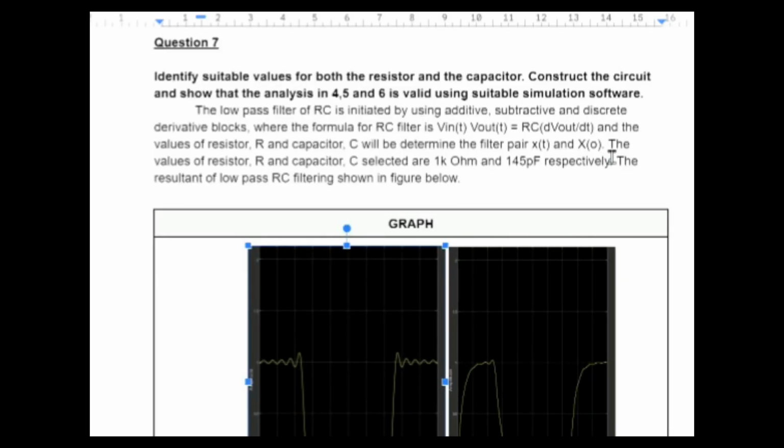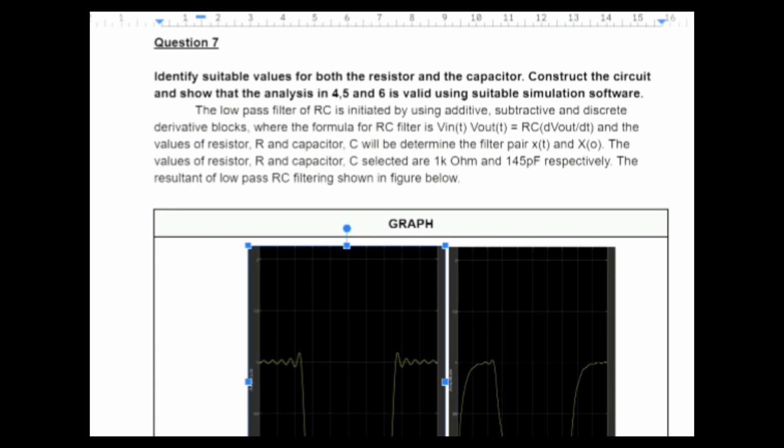Question 7. Identify suitable values for both the resistor and the capacitor. Construct the circuit and show that the analysis in 4, 5, and 6 is valid using suitable simulation software. The low-pass RC filter is initiated by using additive, subtractive, and discrete derivative blocks, where the formula for the RC filter is V in minus V out equals RC dV out over dt, and the values of resistor R and capacitor C will be determined.